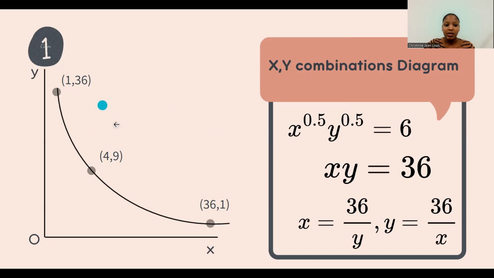As you can see on the curve on the left, there are some combinations such as x equals 1, y equals 36; x equals 4, y equals 9; and x equals 36, y equals 1. These are all combinations of x and y that would satisfy the restriction of u of x, y equals 6.